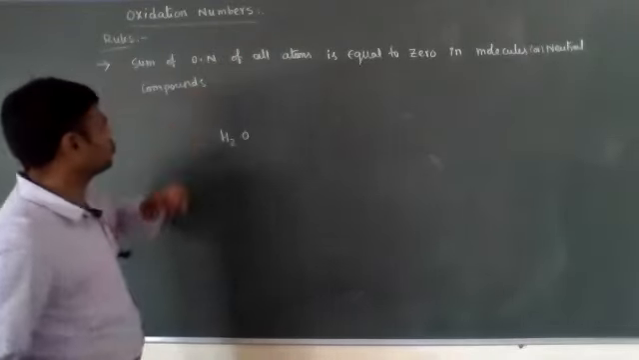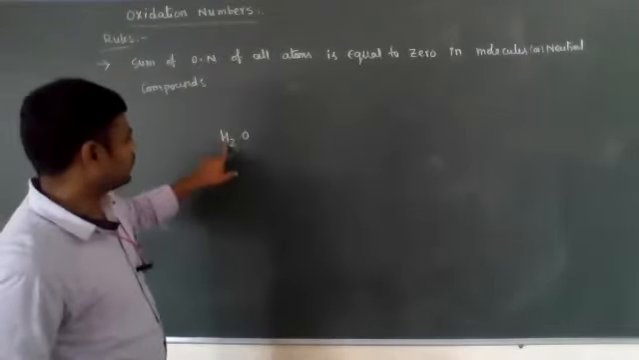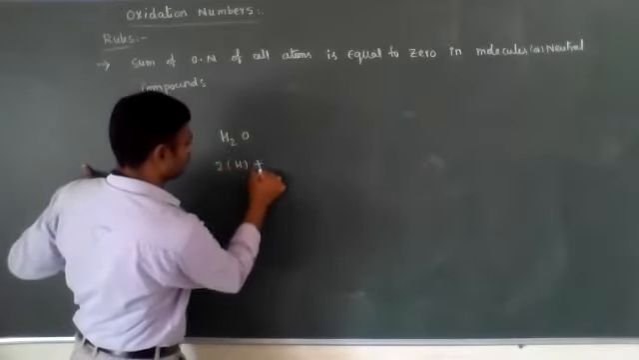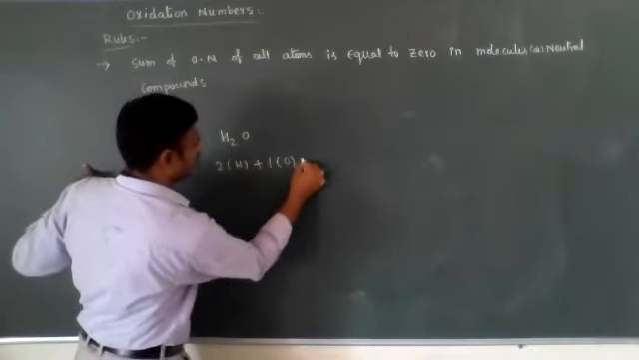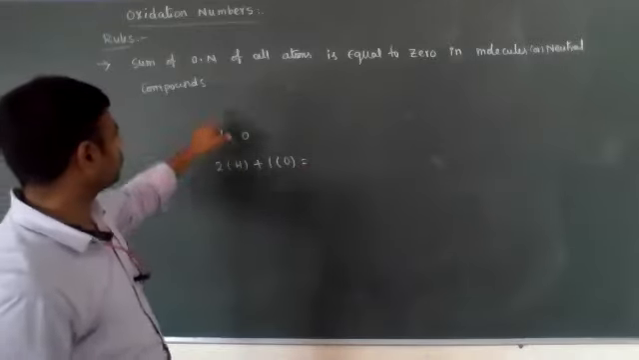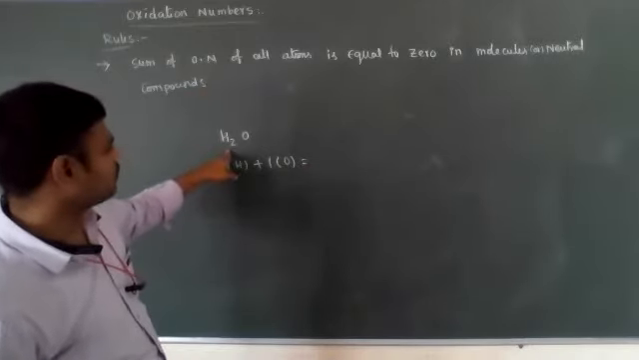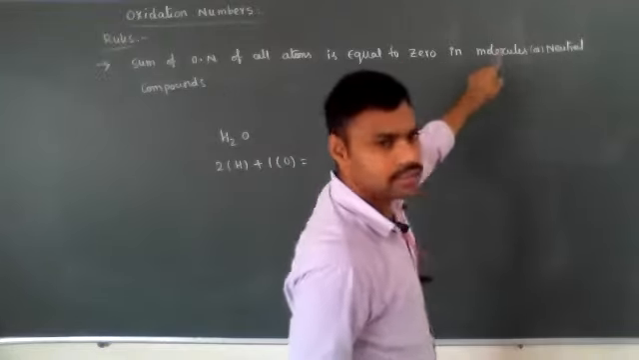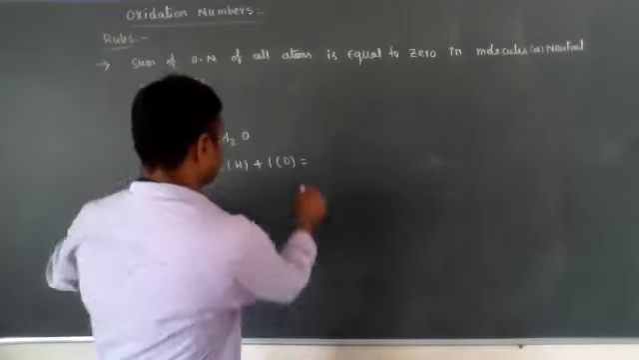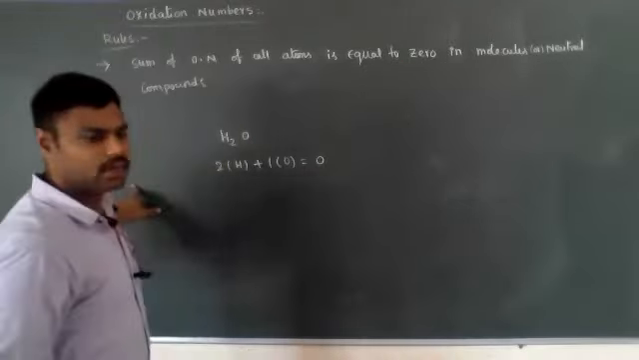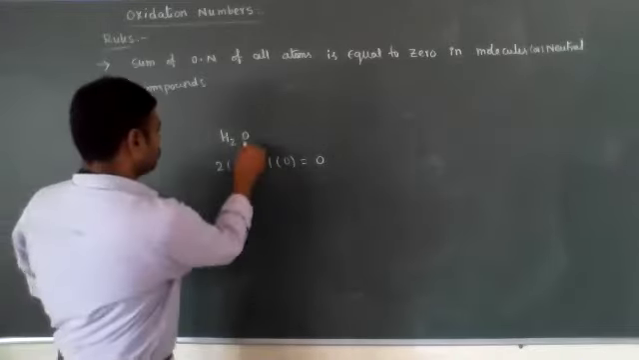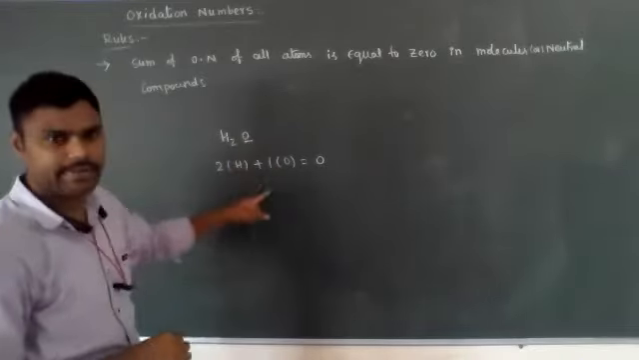See, according to this rule, what are the elements present? 2 hydrogen atoms, 1 oxygen atom. The sum of the oxidation numbers of all atoms or all elements is equal to 0 in molecules or neutral compounds. So this neutral compound is equal to 0. We want to calculate the oxygen atom. Just underline the oxygen atom, let it be X.